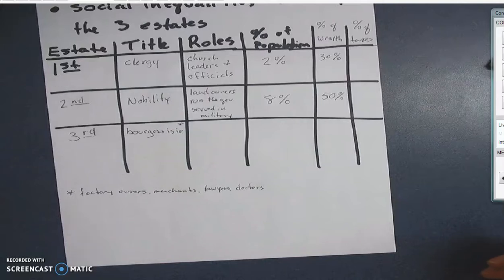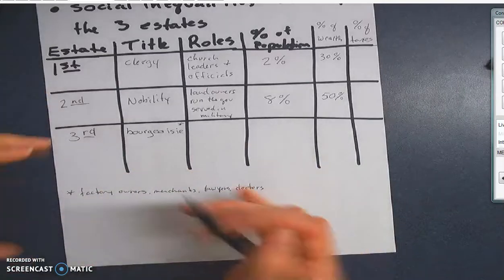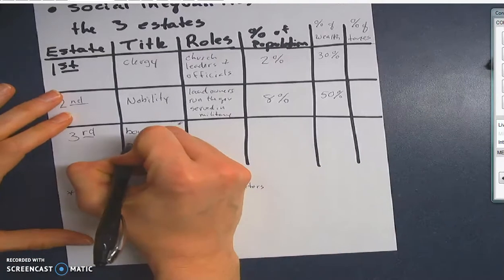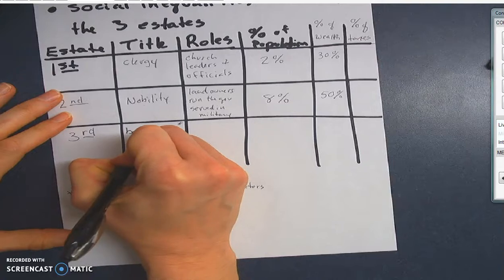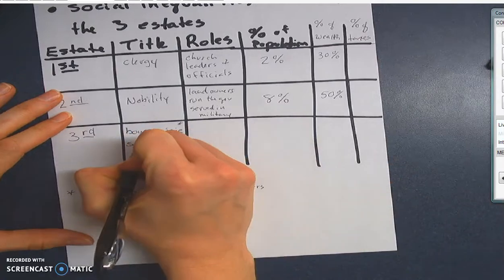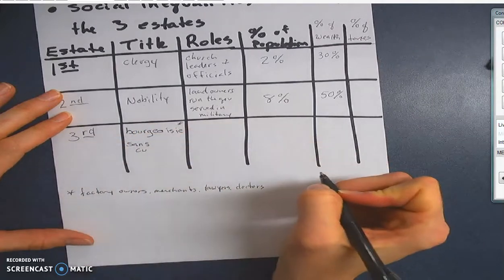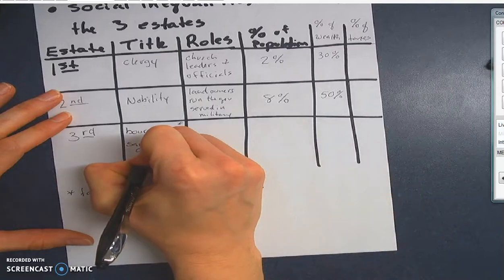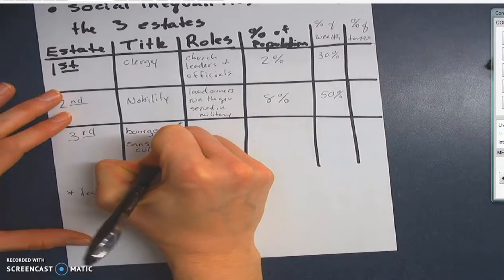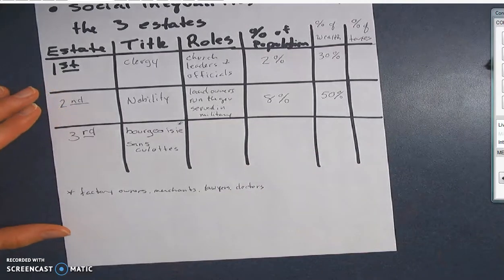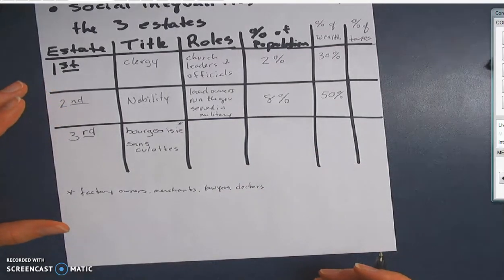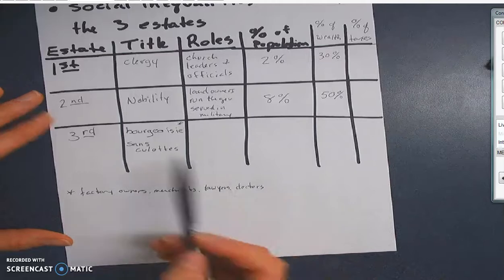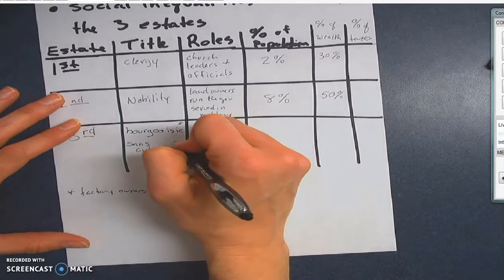The next subgroup in the third estate is called the sans-culottes. It's two words. S-A-N-S is the first word. C-U-L-O-T-T-S is the second word. So sans-culottes.